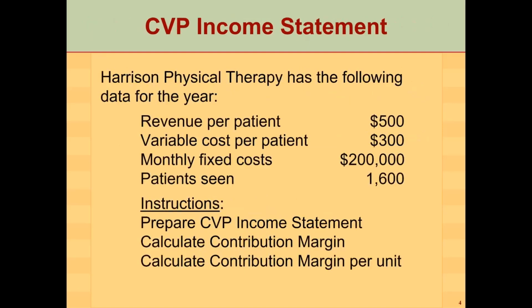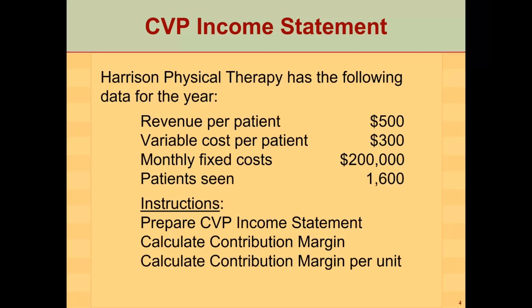So you have four components of a CVP income statement. There's basically four variables that go into putting this together, and you see those on the top part of your screen there. So let's take the place of a physical therapy business. They have revenue per patient of $500. The variable cost per patient is $300, so that would be the test that each patient needs, the physical therapist that each patient needs. Those costs go up as the patients come in. You have the fixed costs for each month of $200,000. That would be the rent.